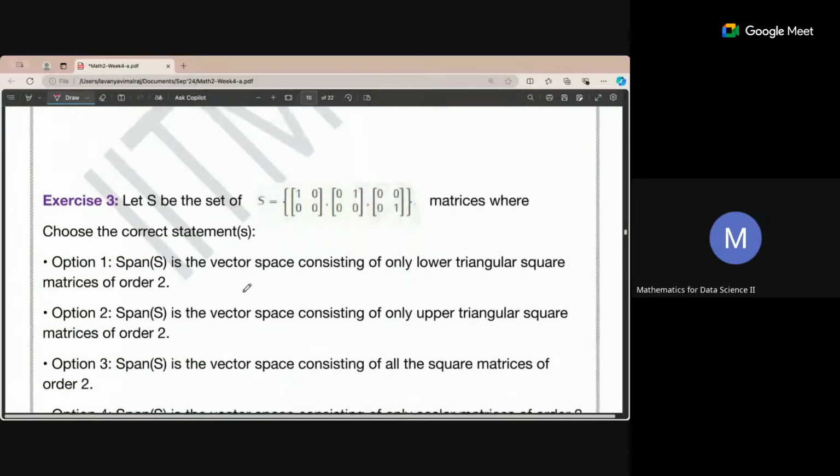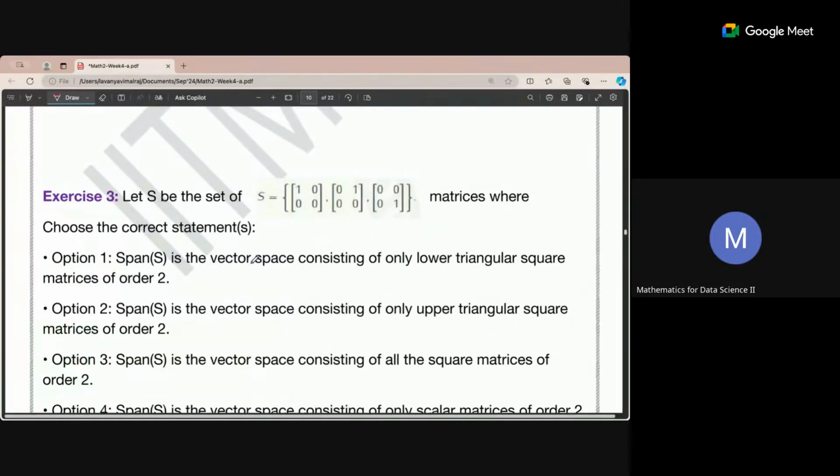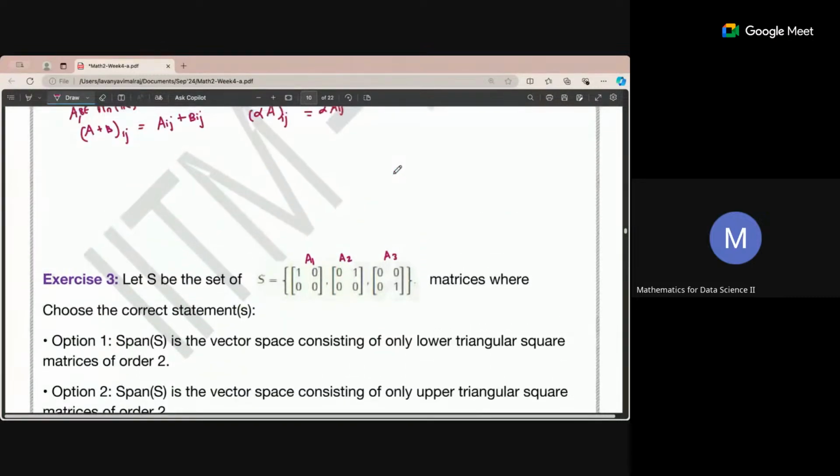Choose the correct statement. Span of S is the vector space consisting of only lower triangular matrices. First of all, let us call this A1, this A2, this A3. Let us write what is span of S. By definition, what is span of S? Can you tell?